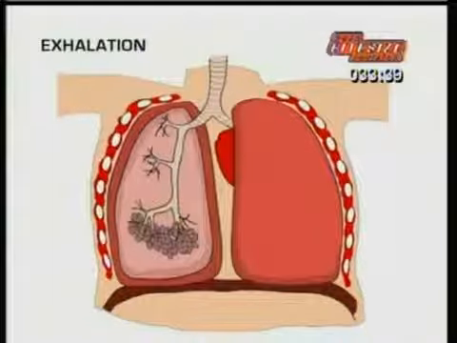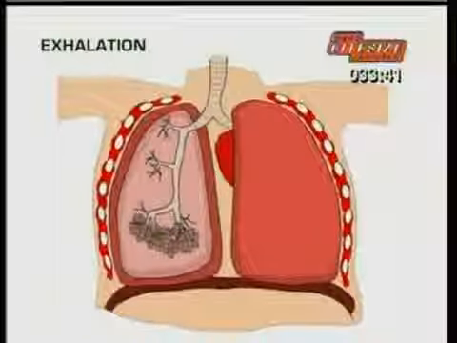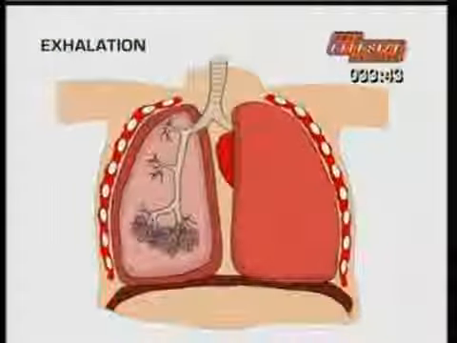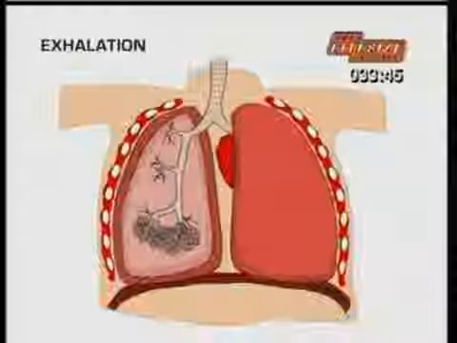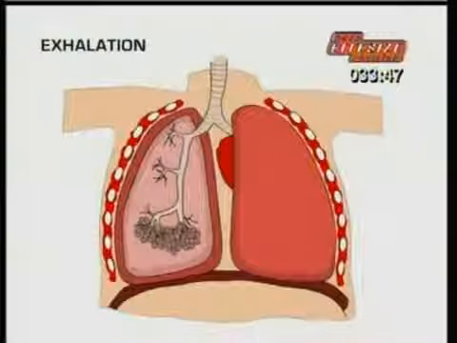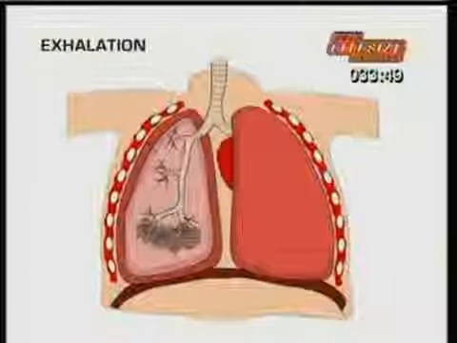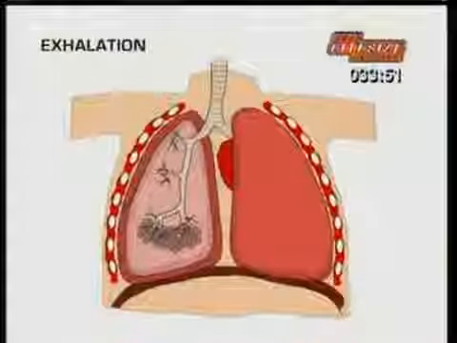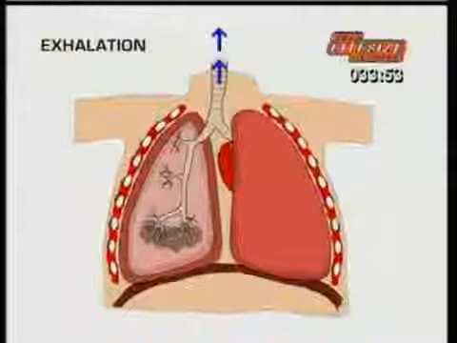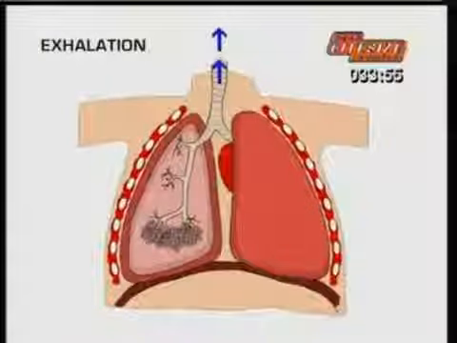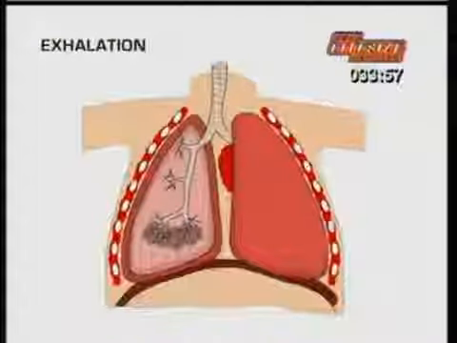During exhalation, or breathing out, the ribcage moves downwards and inwards. The diaphragm relaxes and becomes more dome-shaped. That decreases the volume inside the thorax, making the pressure inside higher than the pressure outside. That makes air rush out of the lungs.